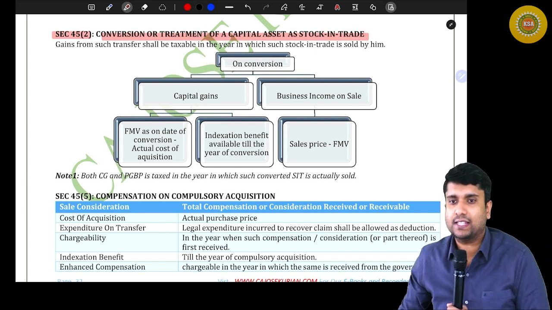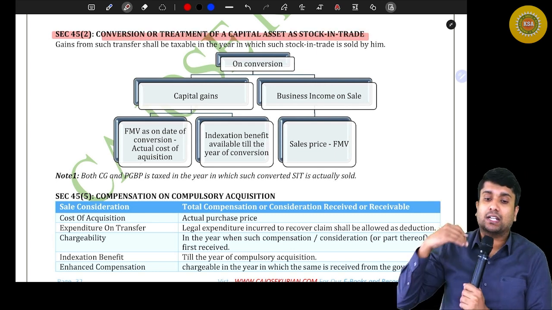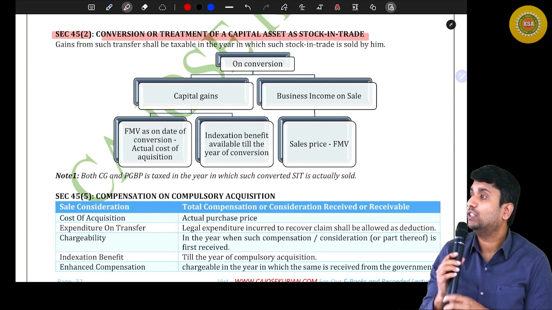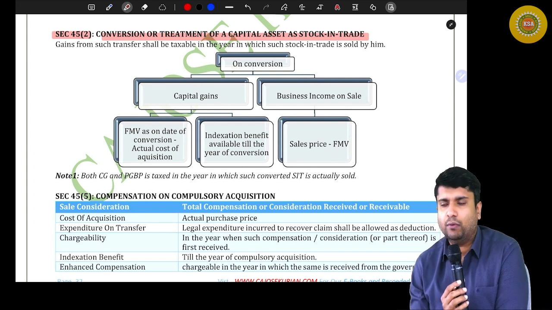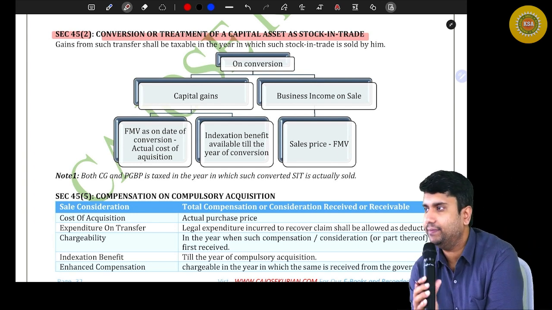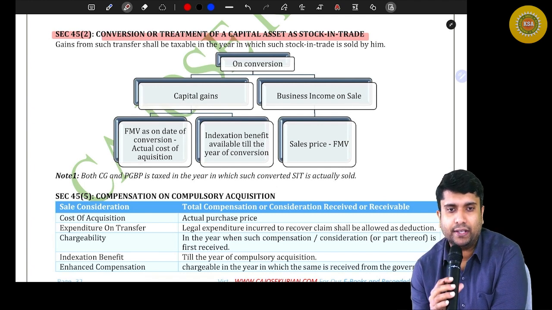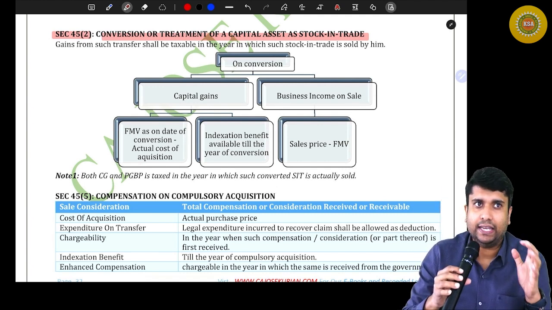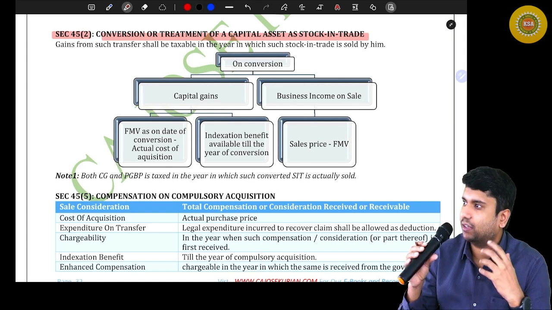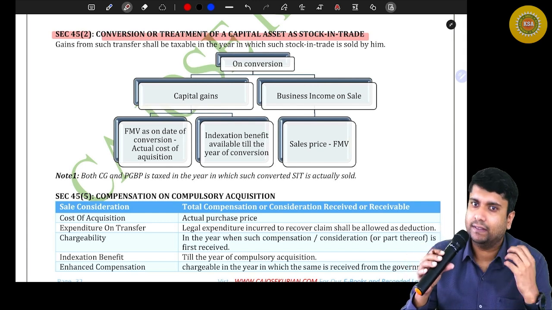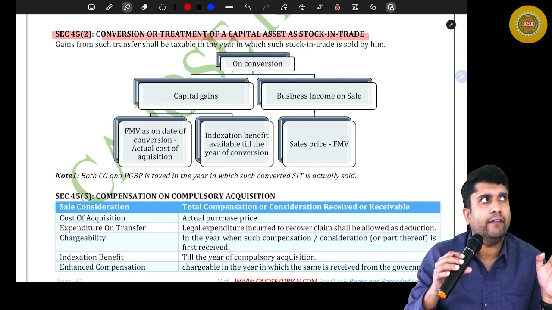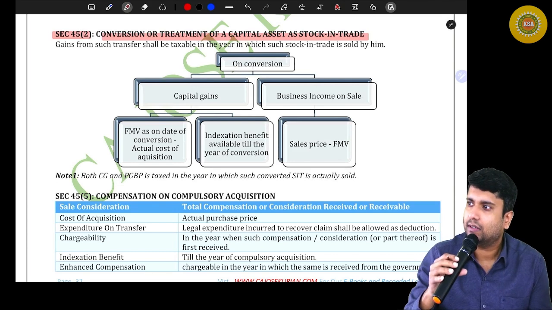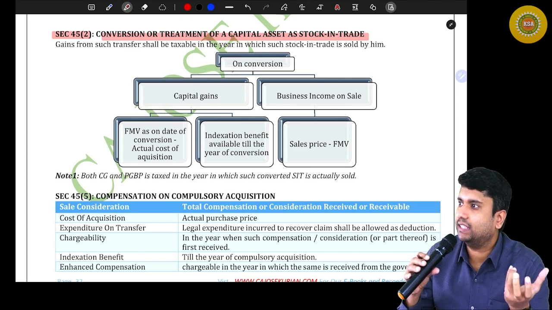So we are about to convert a capital asset into what? Stock in trade. What do you mean by converting a capital asset into stock in trade? Very simple. Say, I'm an AC trader. We'll stick to the AC itself. I have installed an AC in my office.